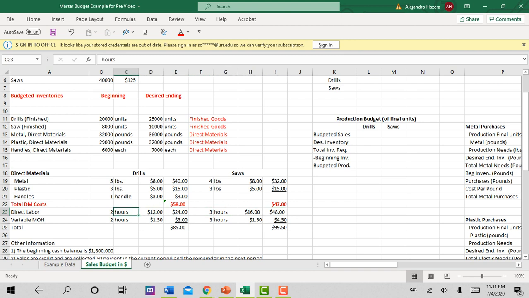Then your variable manufacturing overhead, which includes indirect materials and indirect labor, by the way. Now they're applying it on the basis of direct labor hours. If you remember from job order costing, we don't put the actual labor cost into work in process. We apply it and then we adjust for that later. Anyway, they seem to be applying manufacturing overhead on the basis of direct labor hours. So 2 direct labor hours go into each drill.